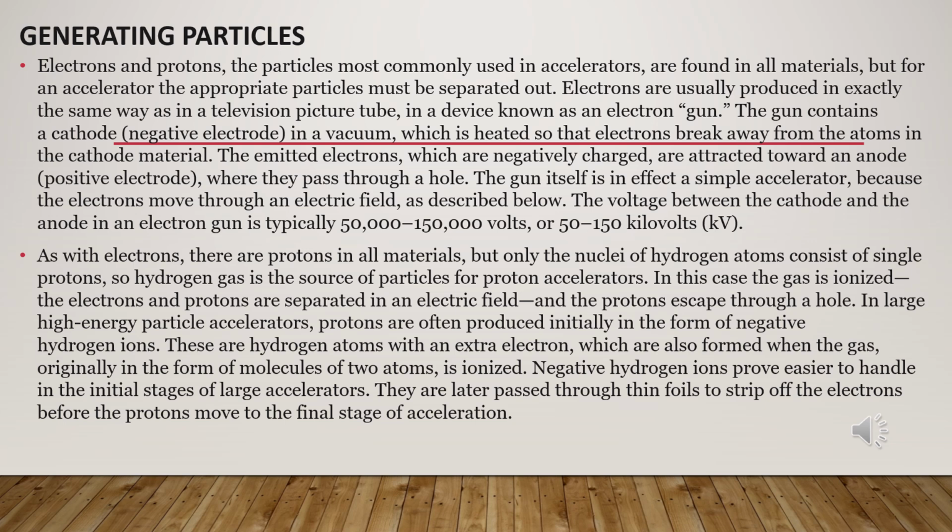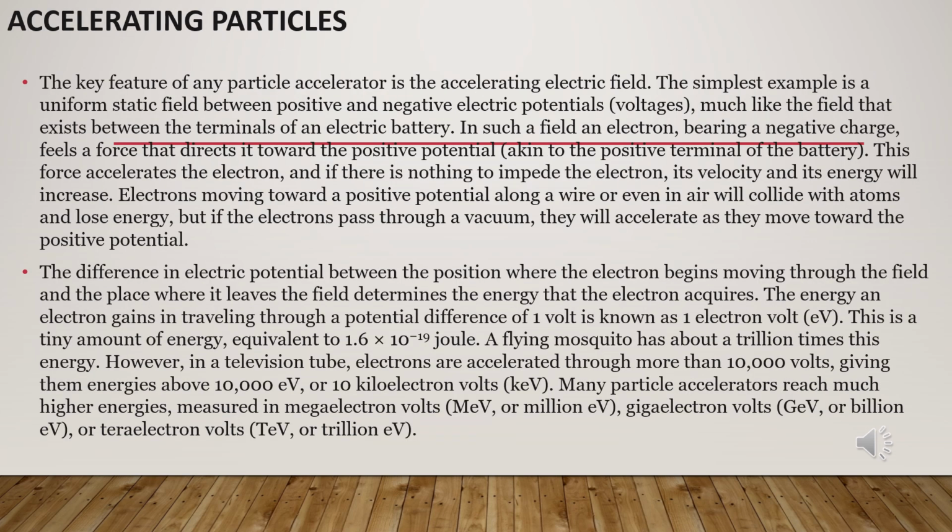of acceleration. Accelerating particles. The key feature of any particle accelerator is the accelerating electric field. The simplest example is a uniform static field between positive and negative electric potentials, much like the field that exists between the terminals of an electric battery. The difference in electric potential between the position where the electron begins moving through the field and the place where it leaves the field determines the energy that the electron acquires.